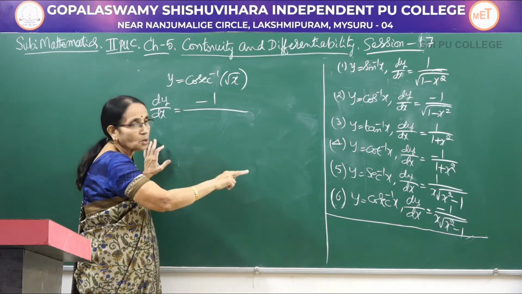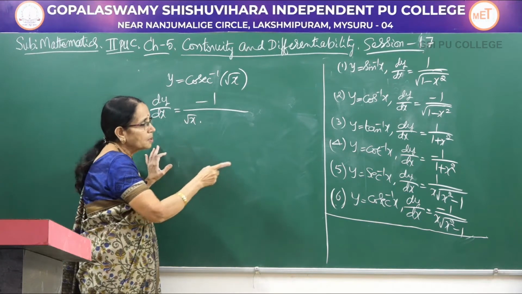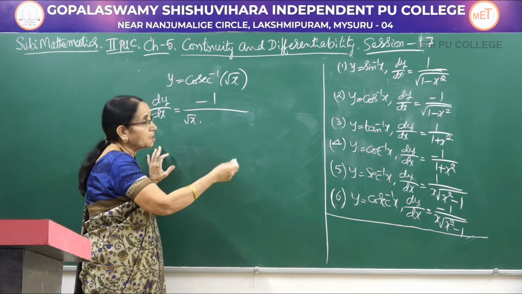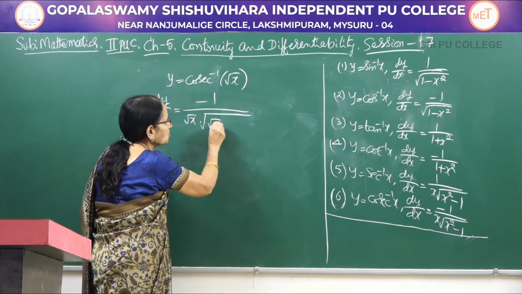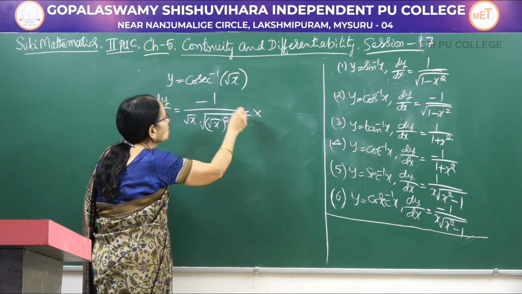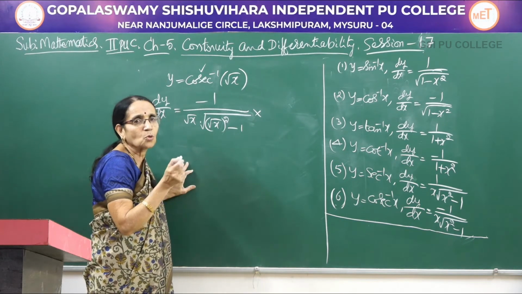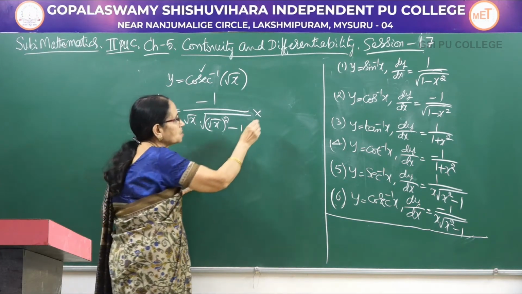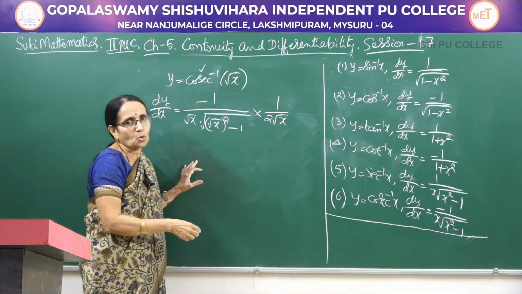So, in the place of x, what do you have now? Root x is there. Therefore, let me write it carefully. First write minus 1 divided by, in the place of x, root x. So, write root x into root of x square; if x is there, x square, root x is there, that has to be squared. Root x the whole square minus 1. So, the cosecant inverse part is over. Now, you know that root x itself is a function of x. What's the derivative of that one? It is 1 by 2 root x.